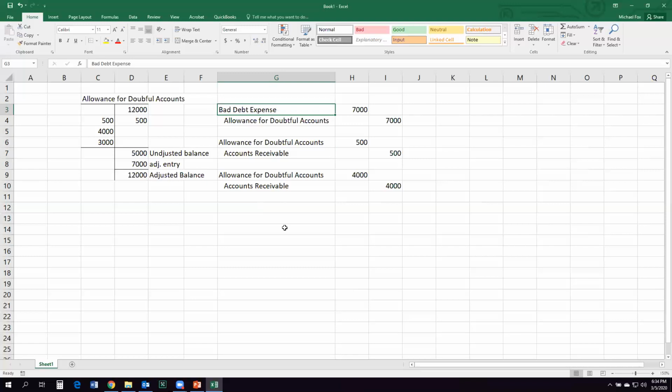So on the far left, that's a T account. Mm-hmm. And it's an asset, but it's a contra asset account. So that's why your balance is on the credit side. Mm-hmm. Okay.